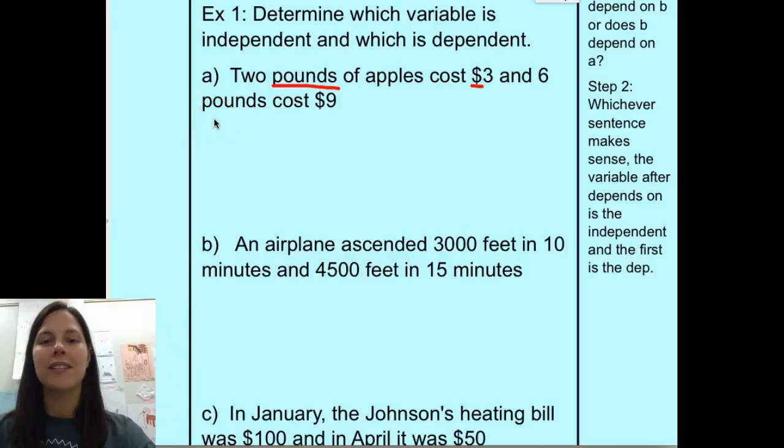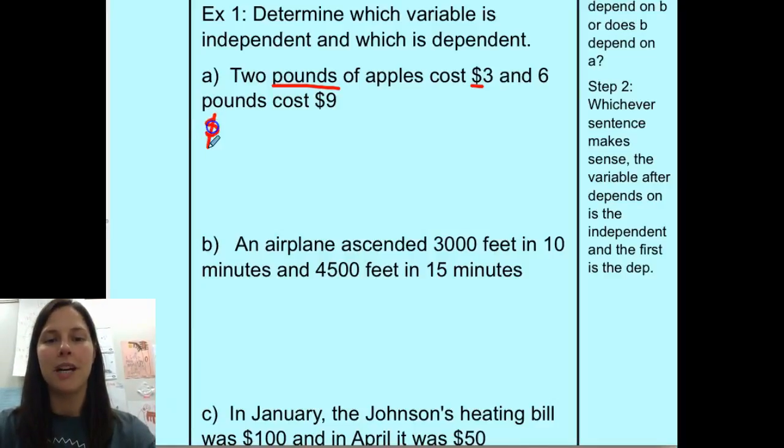What you do is you ask, does pounds depend on the amount of money you pay? Or does the amount of money you pay depend on the pounds you buy? Which sentence makes sense? The second sentence makes sense. So money is the dependent variable, and pounds, LBS is the abbreviation for pounds, is the independent variable.